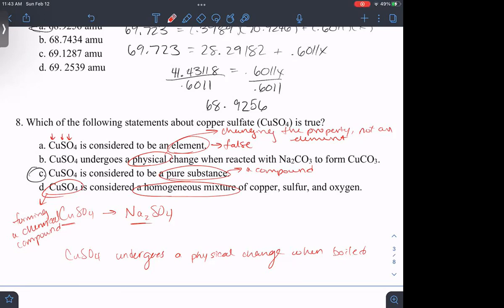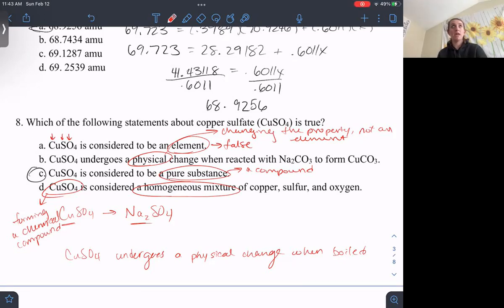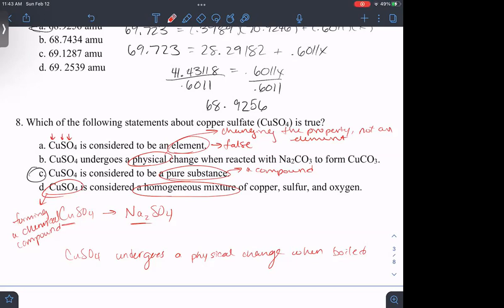For letter D, if it had said it was a heterogeneous mixture, would that have made this statement true? No. So we can't consider a compound a mixture because they are forming bonds. And so that bond formation is what's going to change its category from mixture to compound. Does that make sense? Okay, yeah, thank you. Yep.